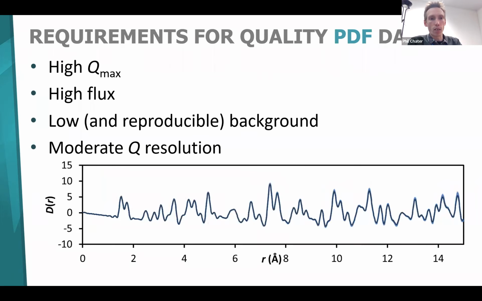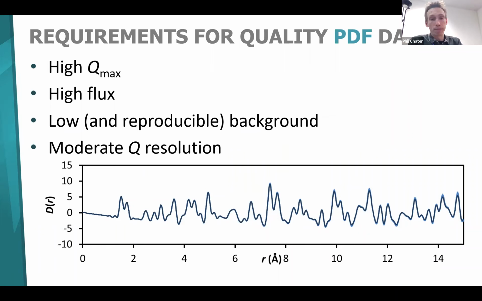So when we look at the really low R region, despite the fact that we've got quite broad peaks now, it's done very little to impact the low R structure. And since most of the time we're looking at that really short range information, that's what we do. We compromise our Q resolution to get really high flux and preserve this information at low R. So that's what we need to do to get good quality PDF data.